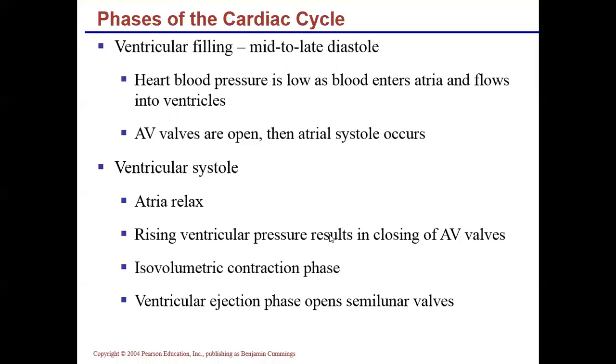All right, so we're going over the phases of the cardiac cycle. As you know, the cardiac cycle refers to all the events associated with the blood flow through the heart. Two major things are happening. One is systole, when the heart is contracting, and the other is diastole, when the heart is relaxing. So what we wanted to do is take a look at these two phases.